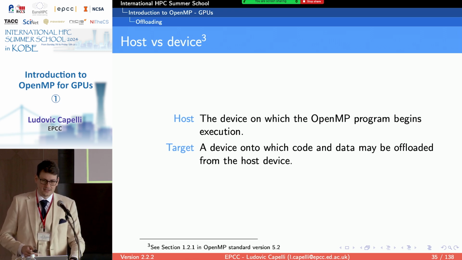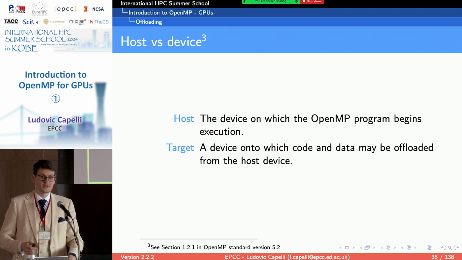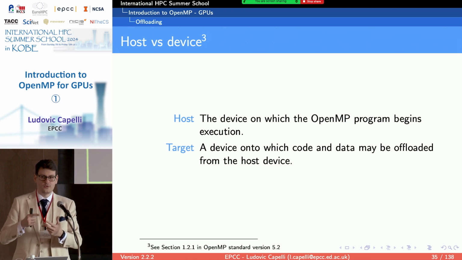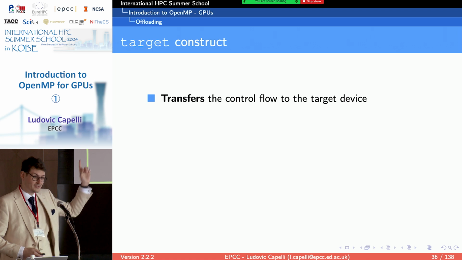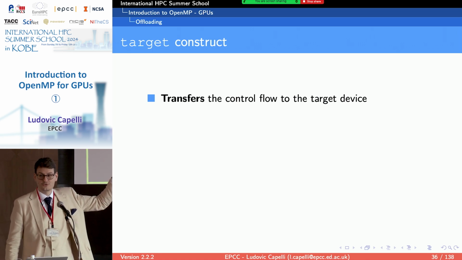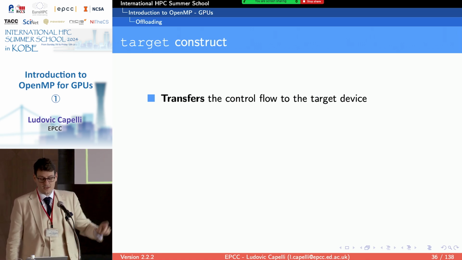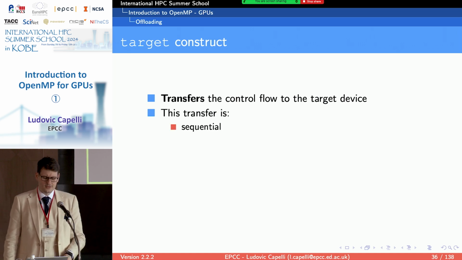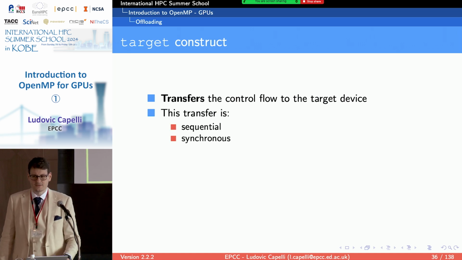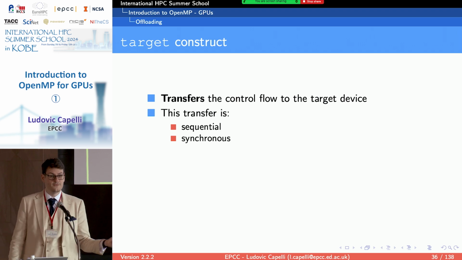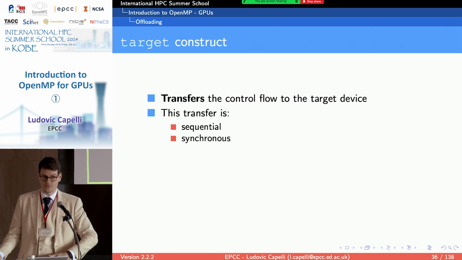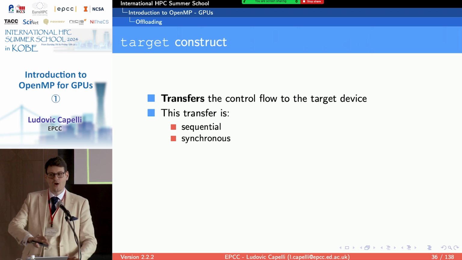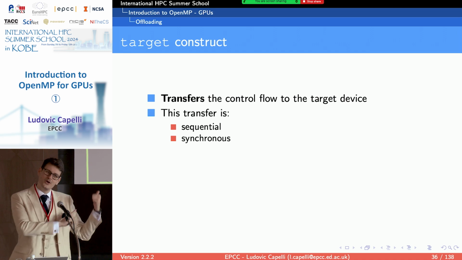Exactly like yesterday, we're going to see constructs: parallel, critical, barrier, all these things. The first one we're going to see here is the target construct. Why? Because that's the one that actually transfers execution to your GPUs. We're going to explain later the sequential and synchronous aspect of that transfer, because at the very end of this session, we'll see how to do it asynchronously to start overlapping things. But that's optimizing performance; first, correctness.